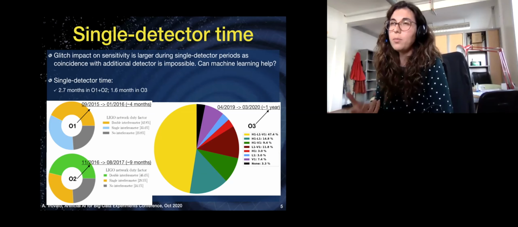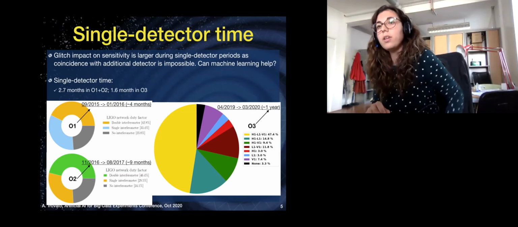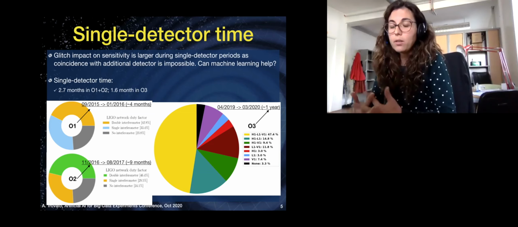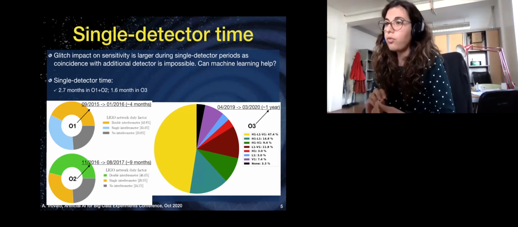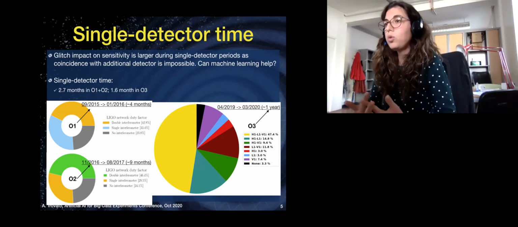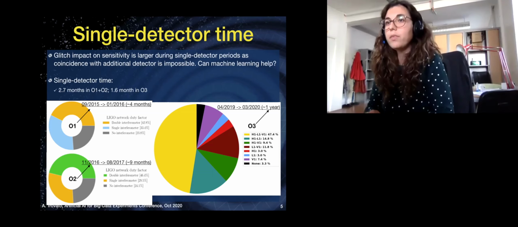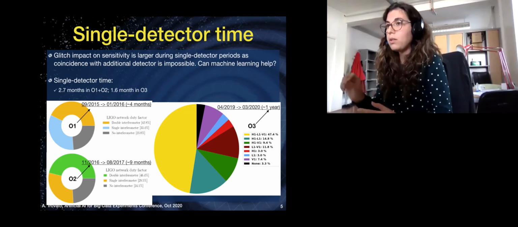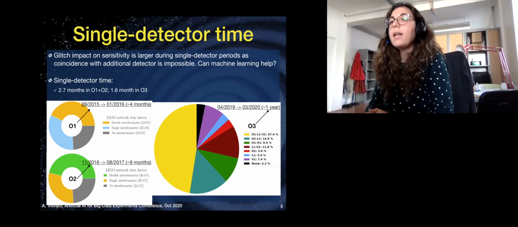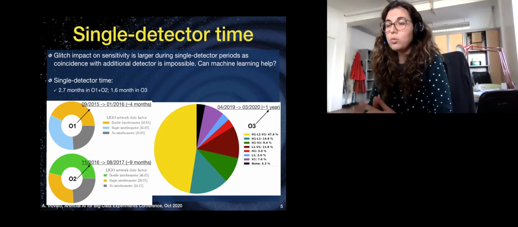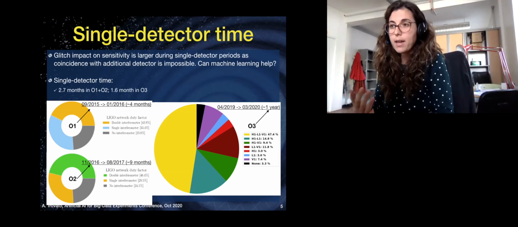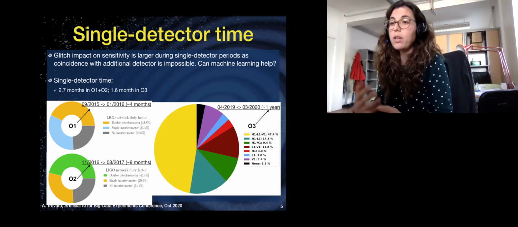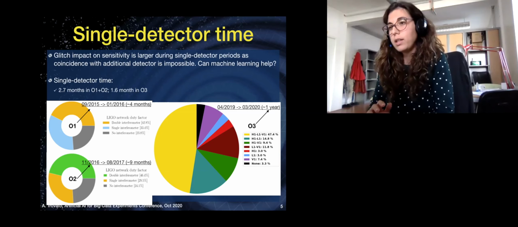Usually in the typical analysis, the easiest way to reduce the impact of glitches on our sensitivity is to look for coincidence of signals in multiple detectors, because a glitch usually should be in one detector at a time. But of course, you cannot do that in single-detector time. So we were wondering if machine learning could be helpful in this case to reduce the amount of background and help the searches that we already have.